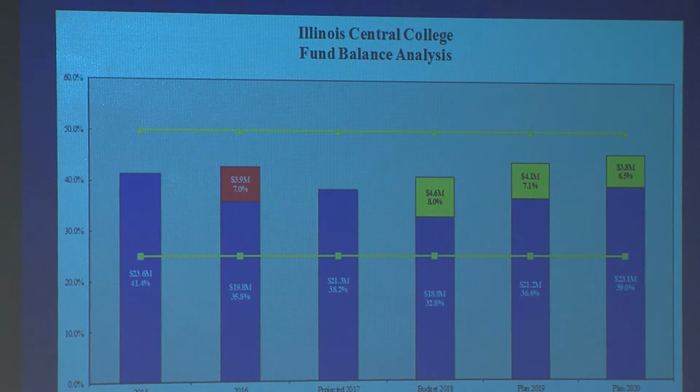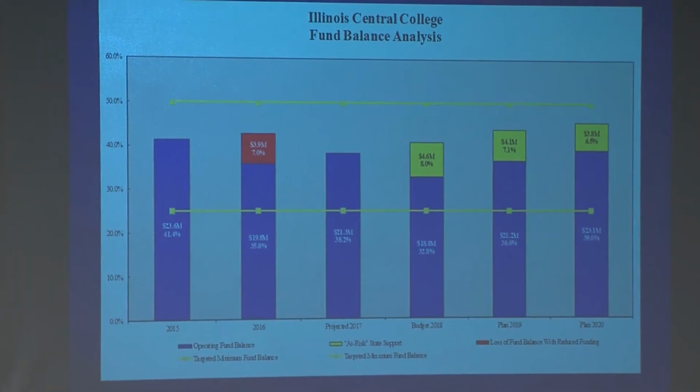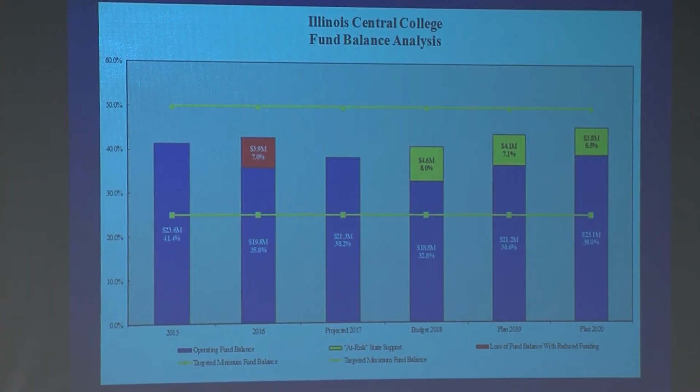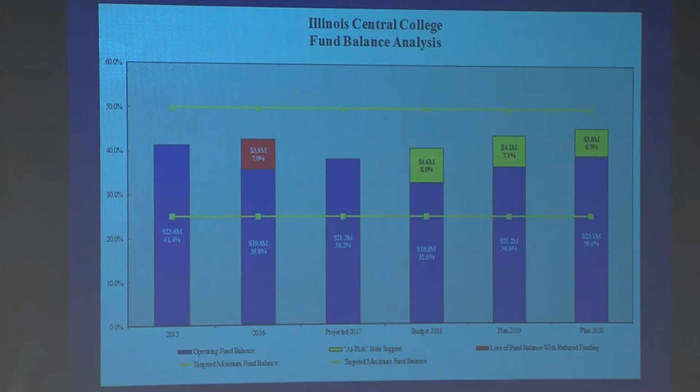I added 2015 on here so that you can see our fund balance was at 41%. In 2016, only that blue bar, we dropped to 35.8%. As a lot of you know, when the state didn't come through in 2016, we had a healthy fund balance in the 40% range, so we could weather the storm and see what happened. That red chunk there, 7%, shows what our fund balance would have been had we received that money from the state. So we would have been at 42.8% had the state come through on what we expected.